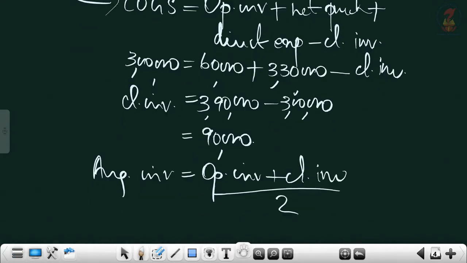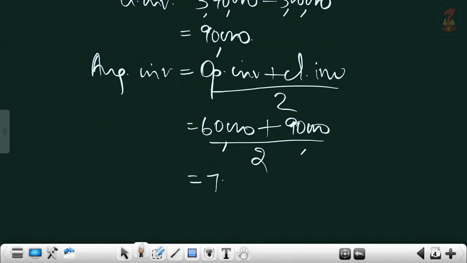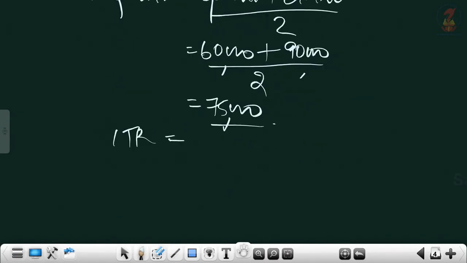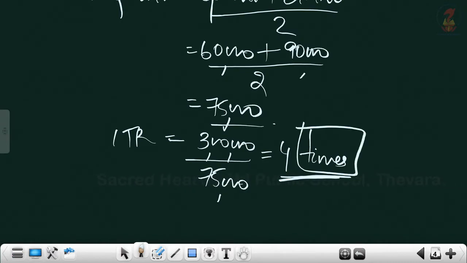Opening inventory is given in the question as 60,000. Closing inventory we computed now, 90,000 divided by 2, so it will be equal to 75,000. And now the final ratio will be cost of goods sold, 3 lakhs, divided by this average inventory. And now the answer will be 4, and it must be expressed in times.